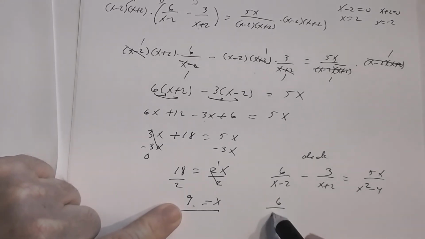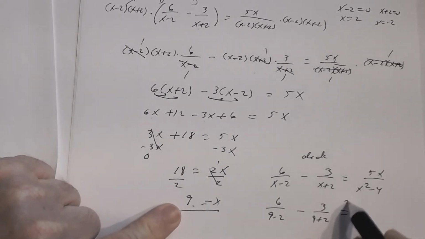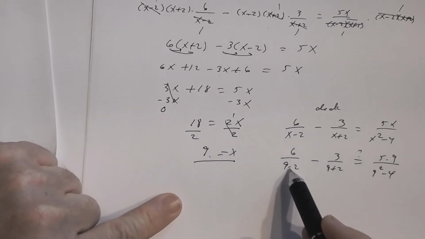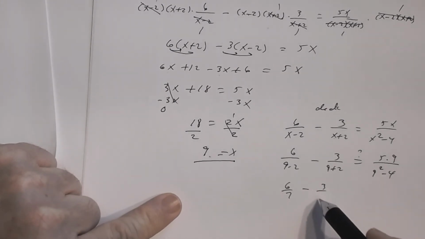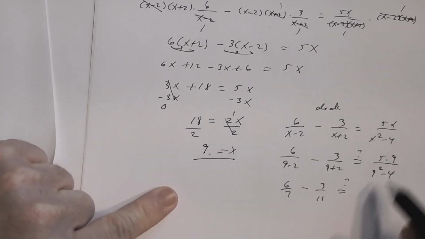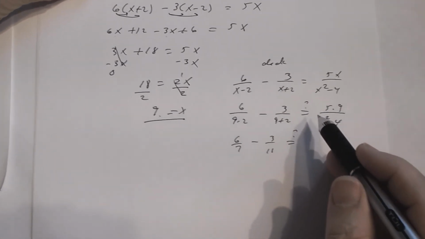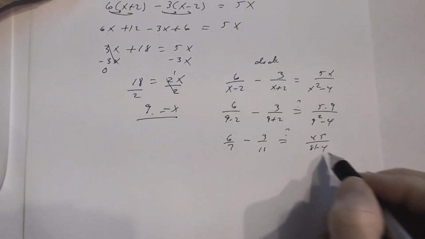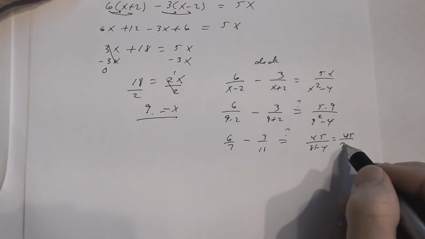So I have 6 divided by 9 minus 2, minus 3 divided by 9 plus 2, and I want to see if that's going to equal 5 times 9 divided by 9 squared minus 4. Okay? All right, 9 minus 2 is 7, right? So that's 6 sevenths minus 3 divided by 9 plus 2 is 11. Y'all agree? Okay, and I want to see if that's going to equal 9 times 5 is 45 right here. 9 squared is 81, and 81 minus 4 will be, what's that? 45 divided by 77. Okay?